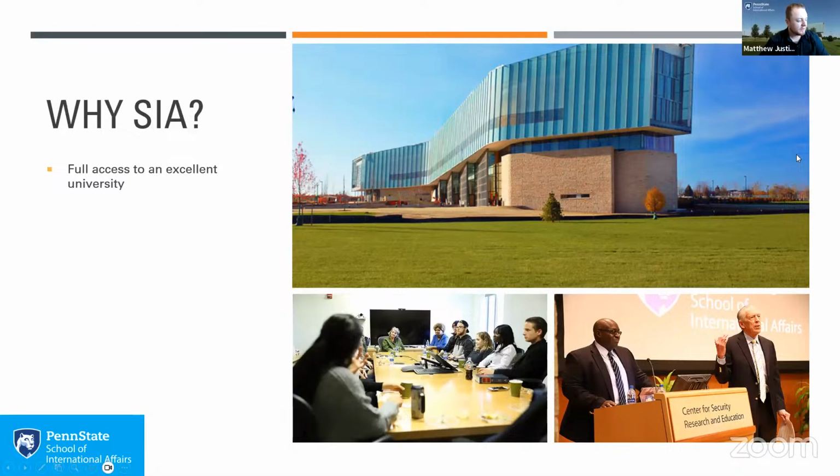Well, first, you have full access to an excellent university. Penn State is again vast. There are a lot of resources here and opportunities to be engaged and participate in various activities. And being a part of SIA does not mean that you're removed from that. What's nice about SIA is that we are a bit detached from the university. So we have our own building and own library and things like that.